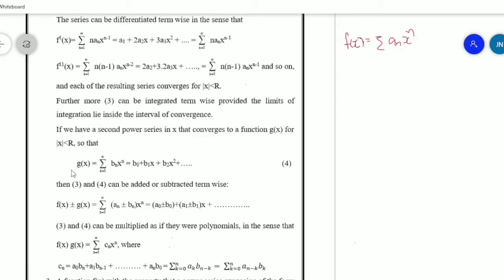If we have another power series, you can add, subtract and multiply those power series. That means coefficient-wise addition, subtraction and multiplication.